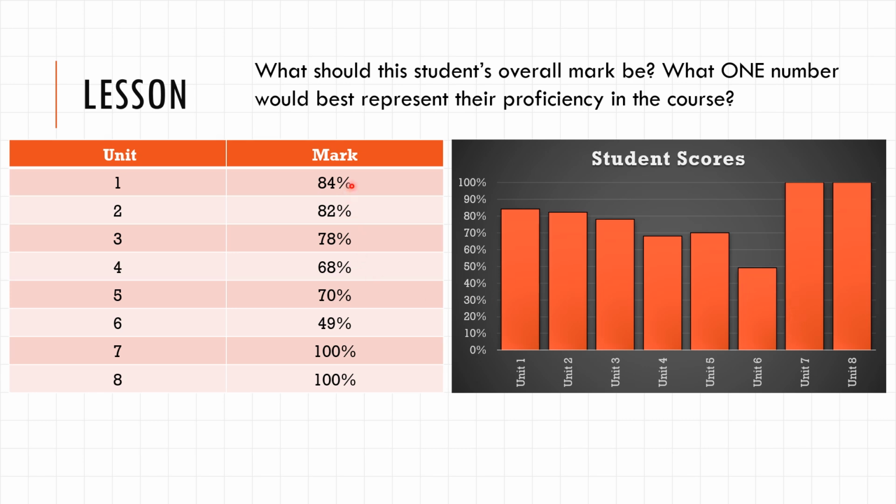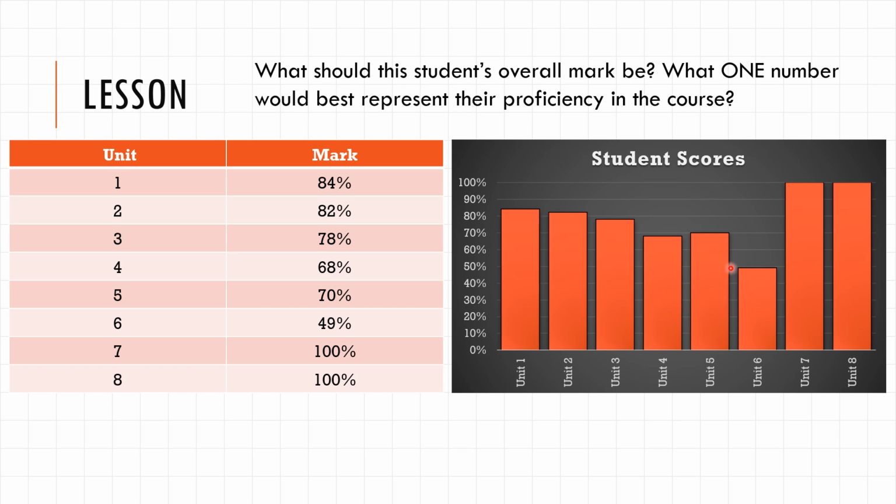And maybe our eyes, when we're reading the numbers, we sort of skip over a number like this. But when we see it on a graph, we're able to see very clearly, whoa, unit 6, this student needs to work on this. But either way, we're trying to get to one number. So what one number would represent all of these all at once?